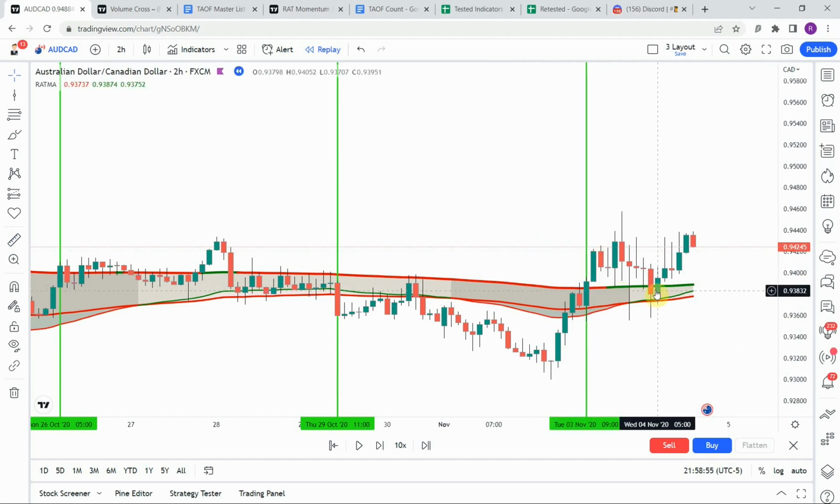And then it comes back into the cloud, touches it right here, and once again spikes to the upside right there. And that does also get us to our take profit. So that's an example of a few different trades that we would have taken. All of those would have been profitable trades using this cloud developed by these moving averages.